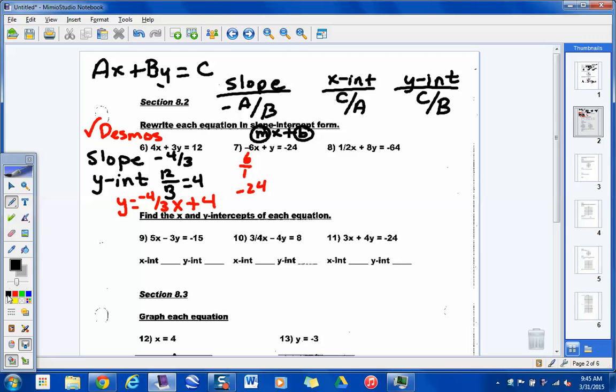What did you guys get for an equation here? Y equals 6 over 1 x minus 24. I could just call it 6x, couldn't I? How many have 6x minus 24? Okay. You guys good on that one? Okay.